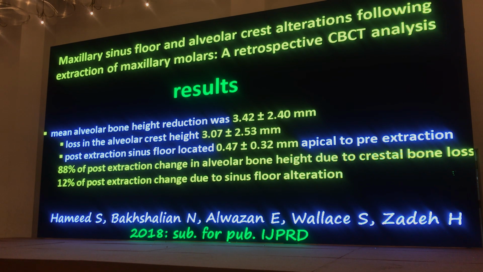So on a percentage basis, that means that 88% of the difference was due to a change in the height of the crest, and only 12% was due to a lowering of the sinus floor. So that's pretty much a myth. It's something that doesn't really happen. But when you look at it, what you see is more sinus, but what you're really seeing is less crestal bone, and it makes the sinus look bigger. But that floor line does not change. Interesting.